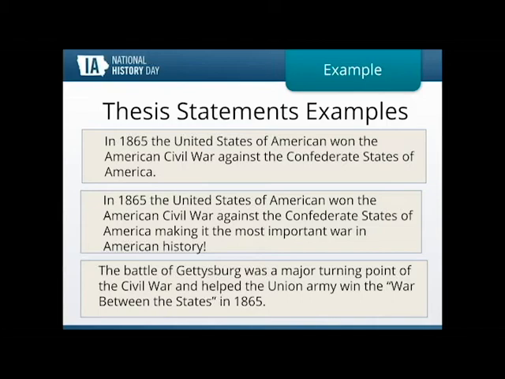All right, so our last weak thesis here we're going to take a look at. The Battle of Gettysburg was a major turning point of the Civil War and helped the Union Army win the war between the states in 1865. All right, so we have a more narrow, specific subject. We know that they're focusing on the Civil War, but they're going to zone in on that Gettysburg battle. That's great.